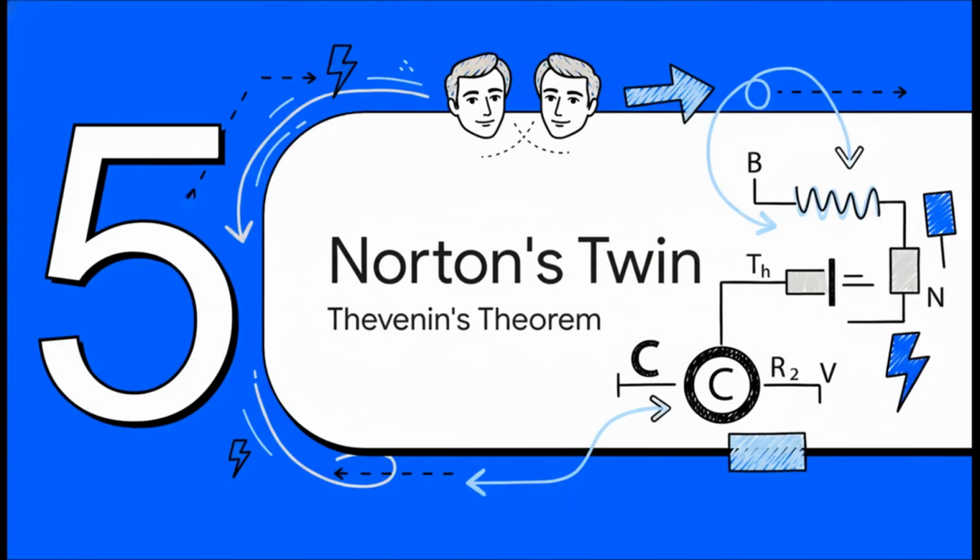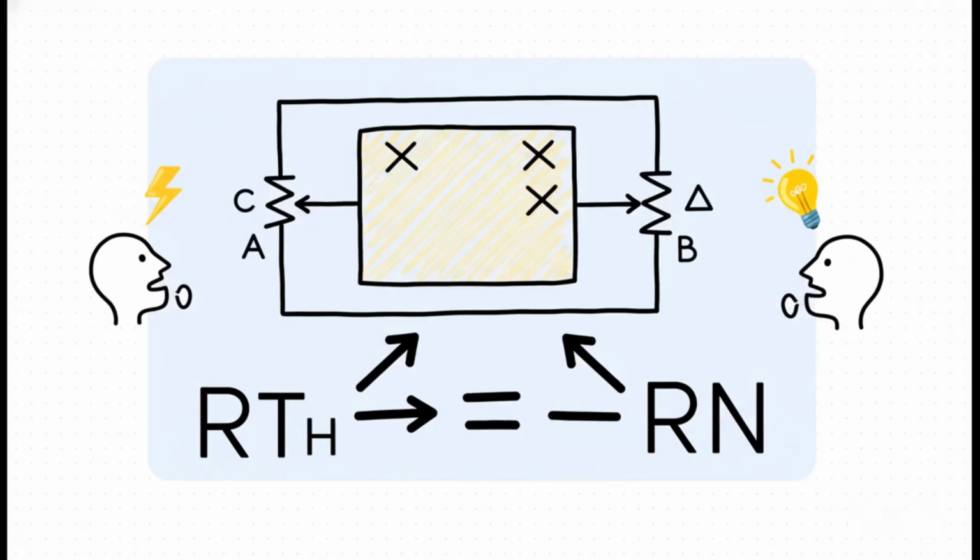Now, Norton's theorem doesn't live in a bubble. It actually has a very famous twin that you've probably heard of, Thevenin's theorem. Let's take a quick look at how they're connected. Here's the most important thing to know. The resistance calculation is exactly the same for both theorems.